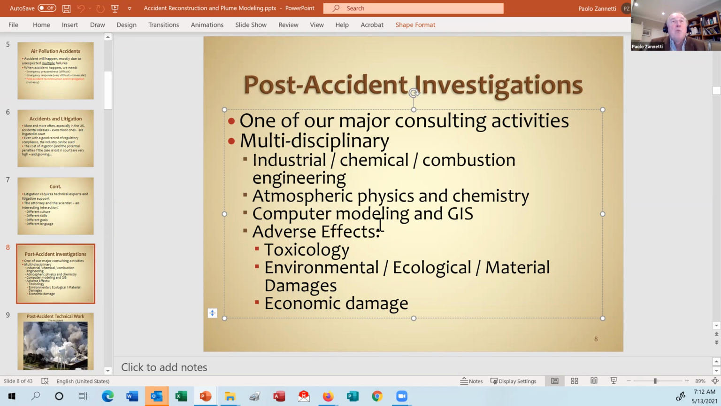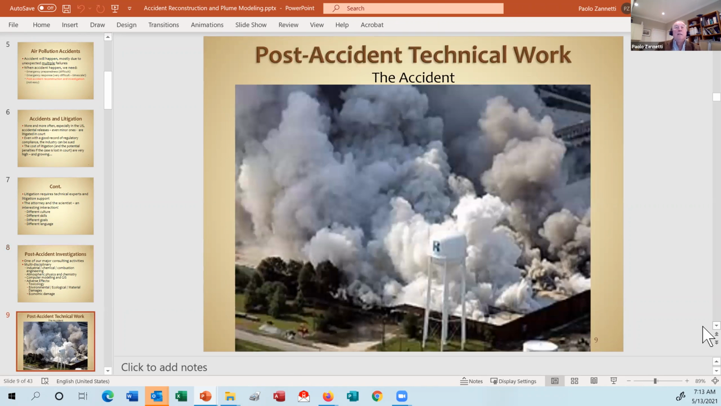Sometimes when I'm hired to work on an accident, I have to put together a team with many of the specialists. And that's a fun part. Put together a team, interact, exchange opinions, each person in the team does the work that they are assigned to, and then we have to put everything together in a report to present to the client. That's interesting. It's never boring.